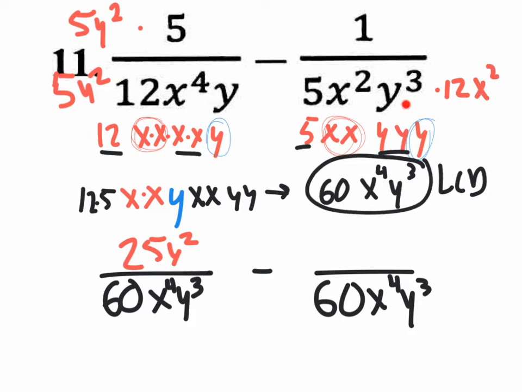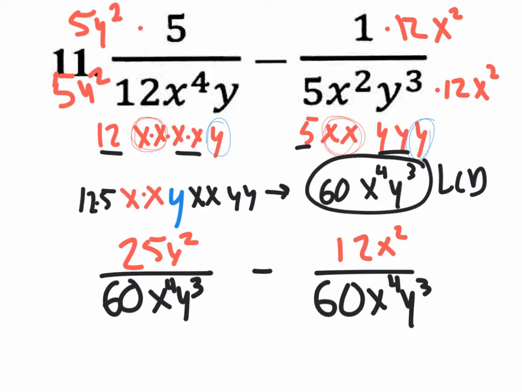And last but not least, do I have to do anything to the y to the 3rd to get a y to the 3rd? No. So I need to multiply both top and bottom by 12x squared. Top one I'm going to multiply by 12x squared. So I end up with 12x squared on the numerator of my second fraction.